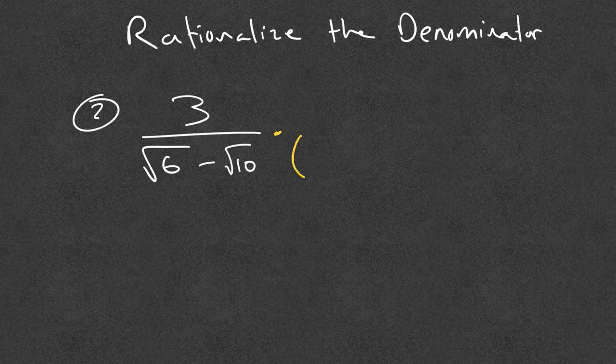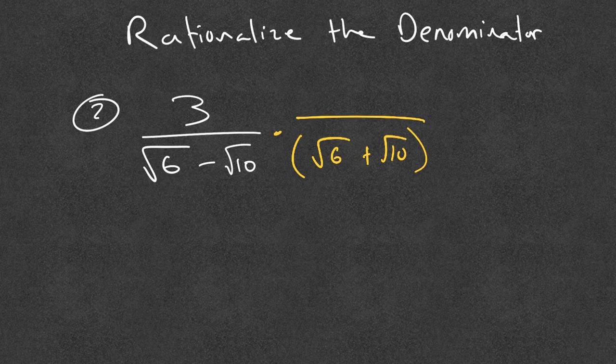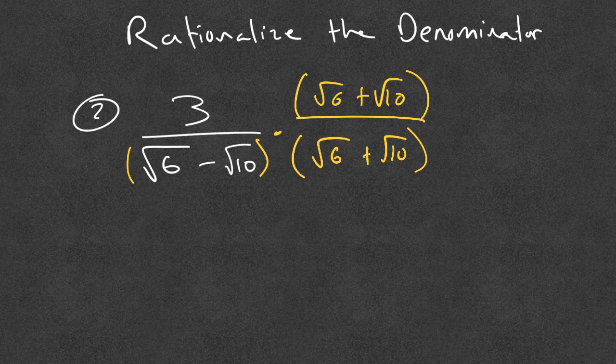So I'm going to go times root 6 plus root 10. Again, my goal is to get the square roots out of the bottom, and the way to do that is to multiply by the conjugate. So here we go. Let's do that. On the top, I'm going to go with equals 3 root 6 plus 3 root 10.